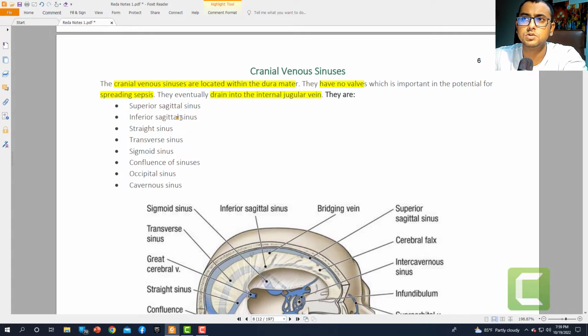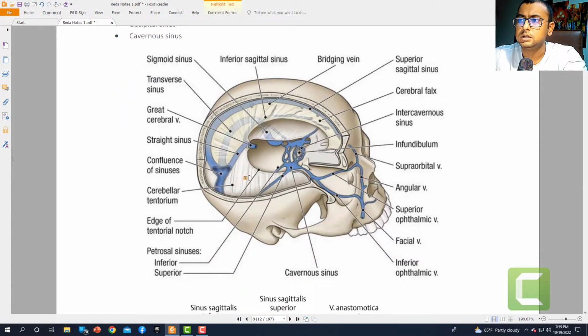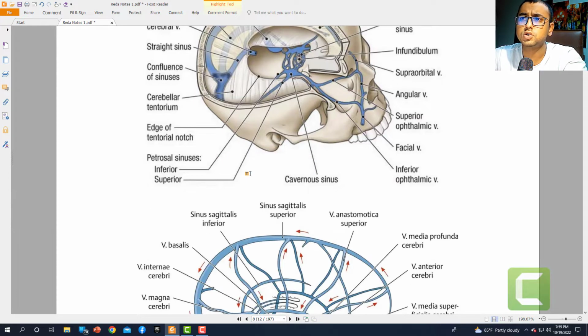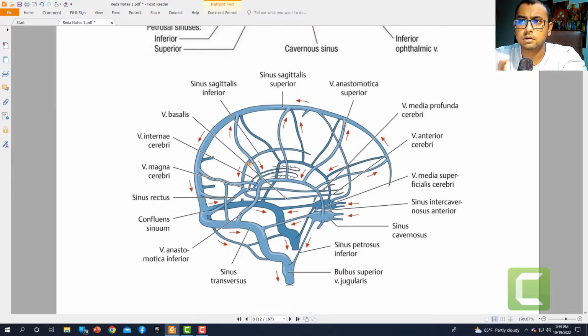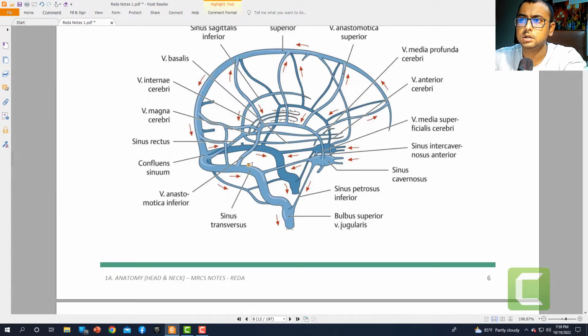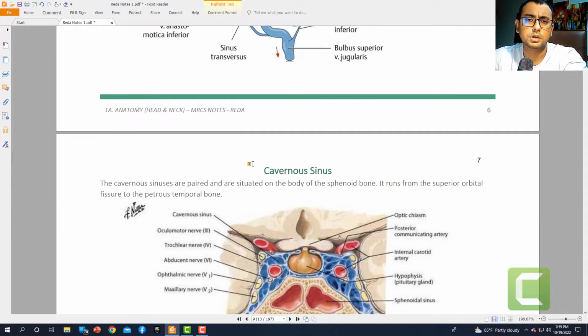So what are the names? Superior sagittal, inferior sagittal, straight, transverse, sigmoid, occipital, and cavernous. These names are important but not so important. You must know which are paired and unpaired. It can be asked in fellowship exams in the Asian region, but has not been asked for MRCS.